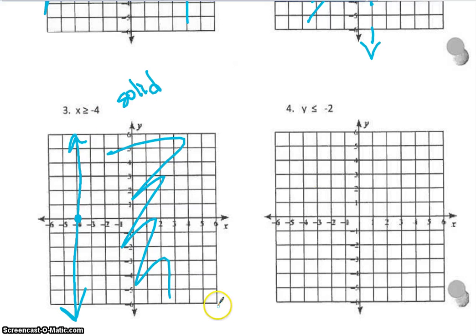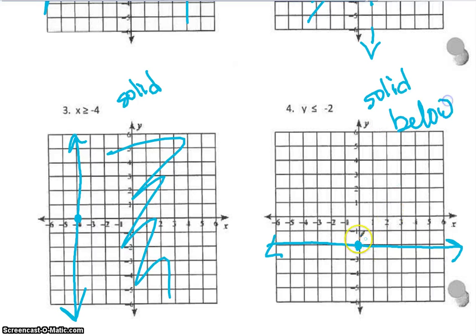Y is less than or equal to -2. Go to where y is -2. There's your dot. This is going to be solid because it has a line under it. This is going to be a horizontal line because it has to cross the y-axis. And then it's pointing to the y, so you shade below. Put your pin on it, goes down. There's your below.